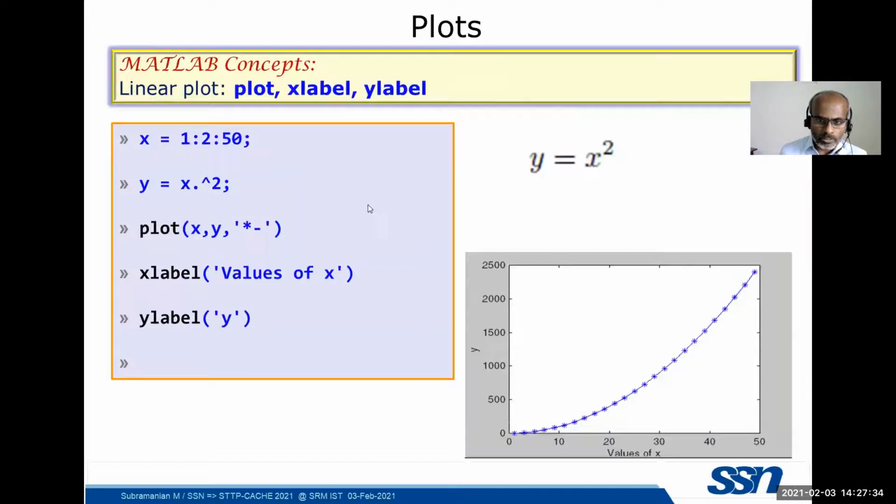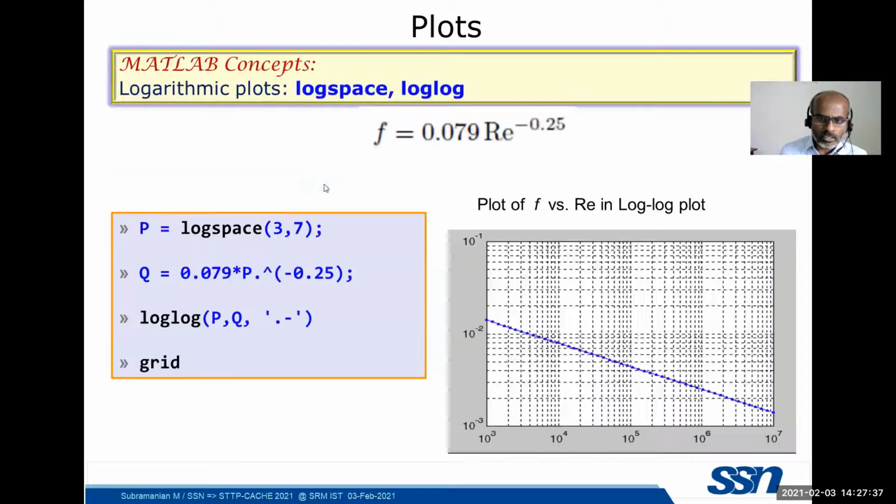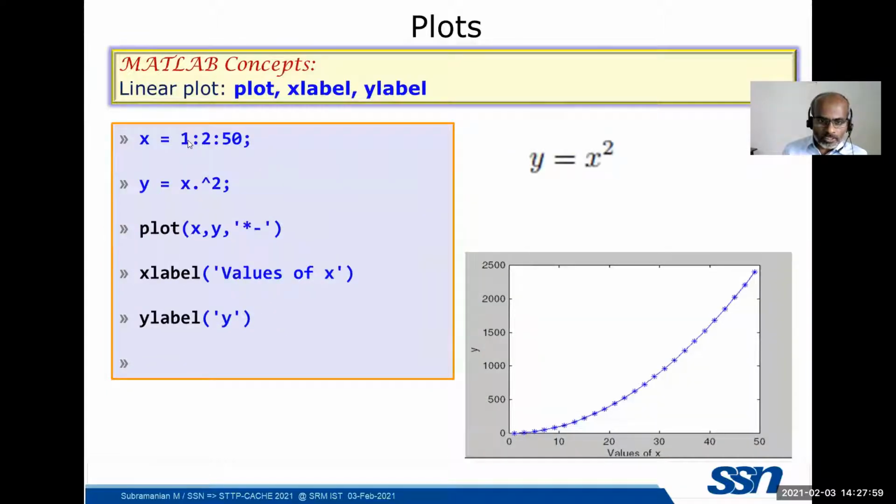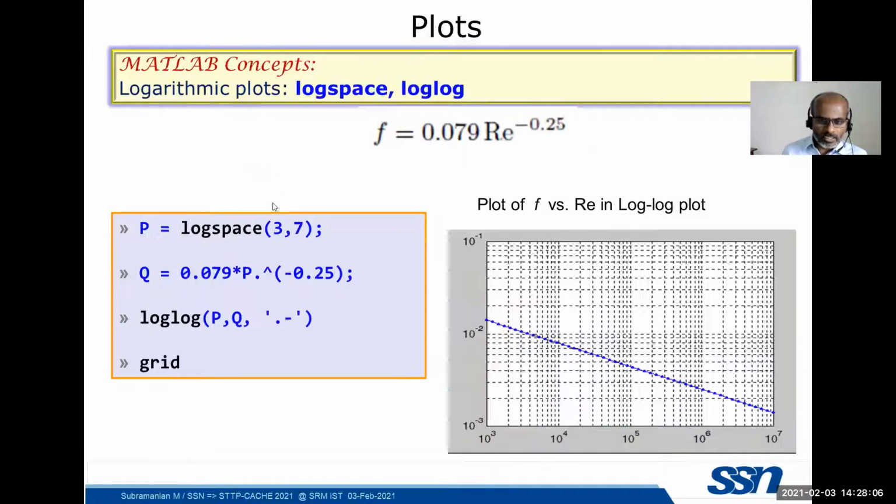In comparison to the linear plot, here we also see a new function called logspace. Like logspace, there is also another one called linspace, which gives linearly spaced data. You can explore that too. Maybe you can use that here in place of x of 1 to 50. You can type x equal to linspace. I don't know the correct syntax, but it will be similar to this.